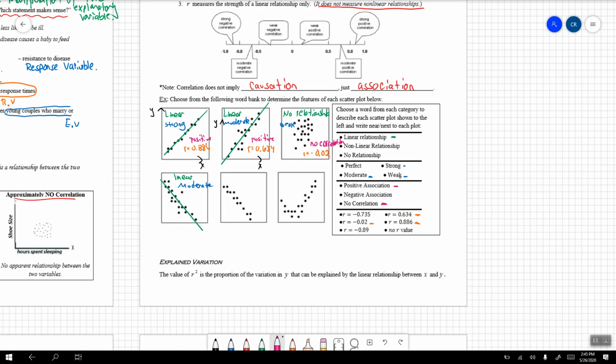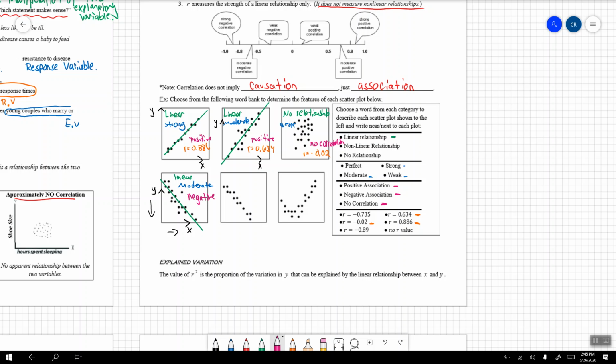Next, is it positive, negative, or no correlation? Well, as your x values increase, what's happening to the y values? The y values are decreasing. This means that we have a negative correlation here. So this is negative correlation.